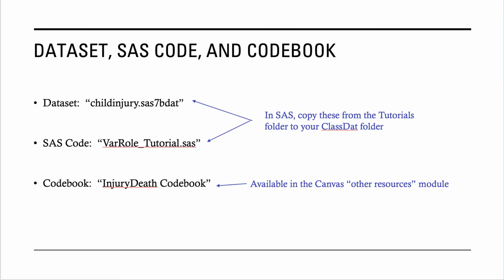For this analysis, we'll be using the dataset called child injury and the SAS code called var_role_tutorial. These are both in the tutorials folder in SAS, so please copy them to your class.stat folder and then double click this one to open it up. And you can also follow along with the coding of the variables in the injury death codebook, which is available in Canvas in the other resources module.